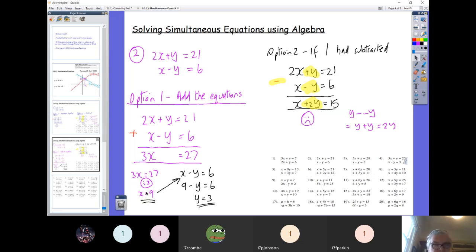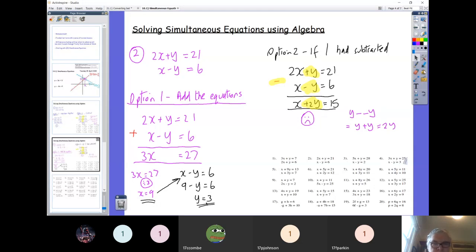Again, remember the process. You then take either of the equations. It doesn't matter which one. On this occasion, I've decided to take the second one. So I know that x minus y equals 6. Well, I've just worked out that x is 9. So 9 take away y, because x is 9. 9 take away y equals 6. So therefore y must be 3, because 9 take away 3 is 6. So my final answer for question 2 is x equals 9, y equals 3. Okay, our work is done.